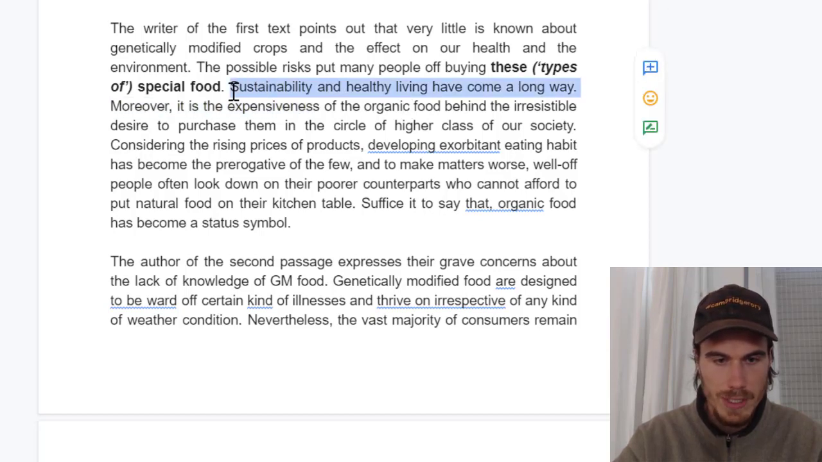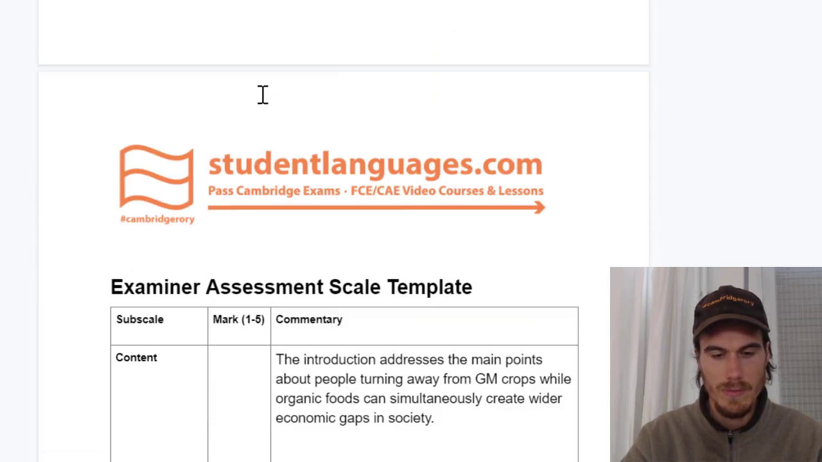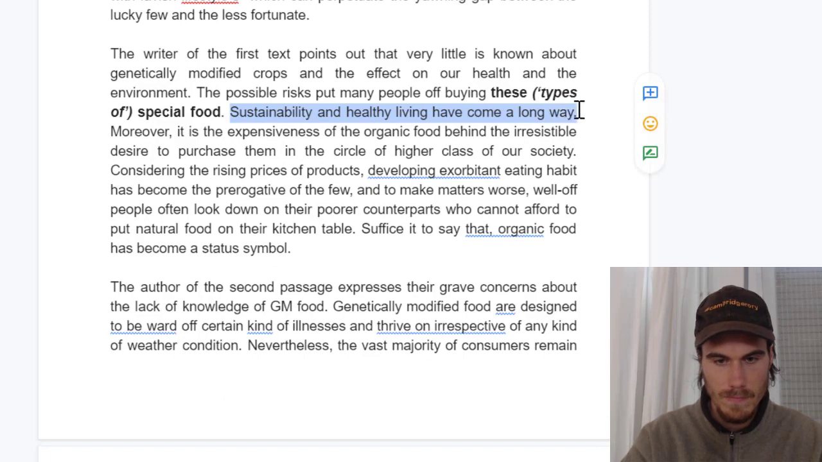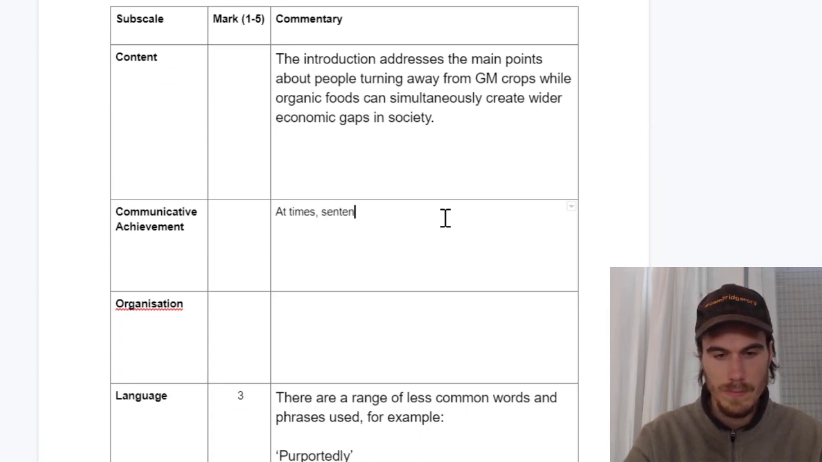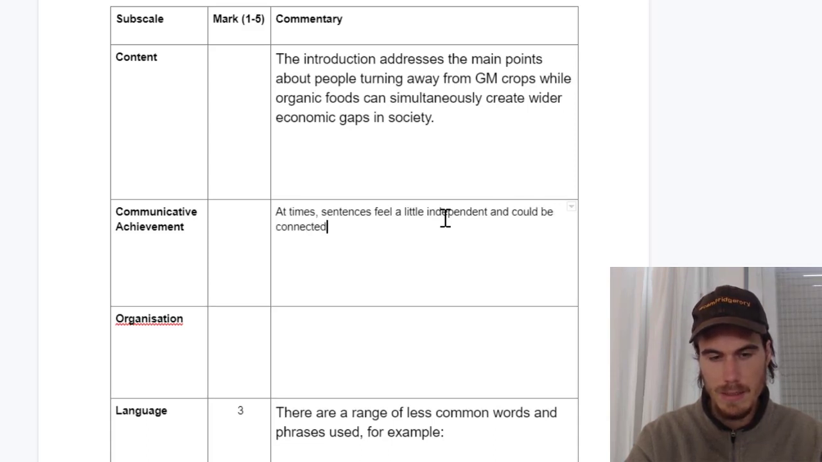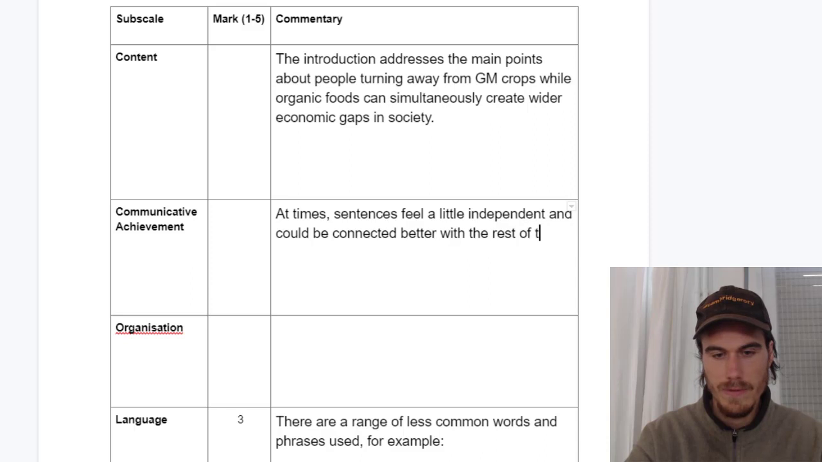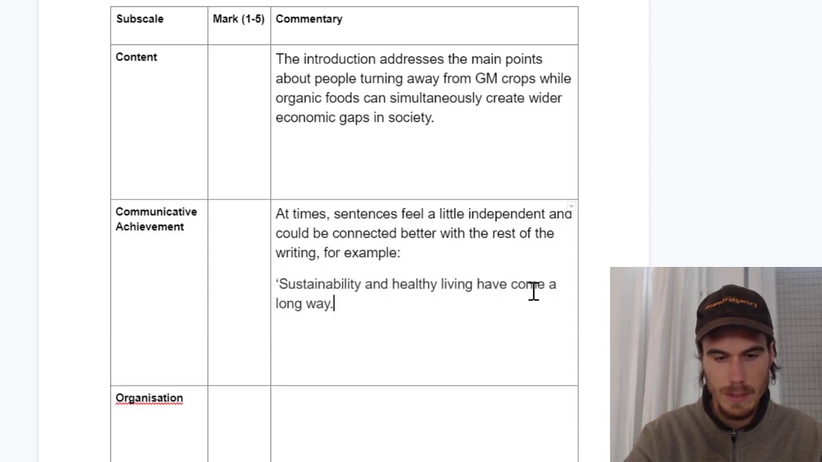I would maybe give this sentence a bit more context, like a long way from when or since when, or maybe just add a bit more context to it, as I say, to help with the communicative achievement, because it seems a bit on its own at the moment. It feels a little independent and could be connected better. Example, this sentence.